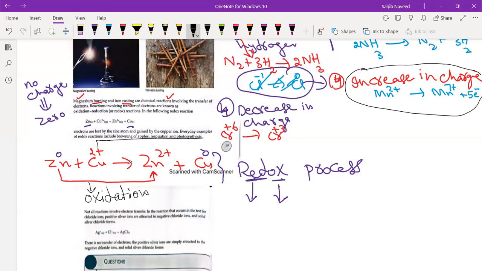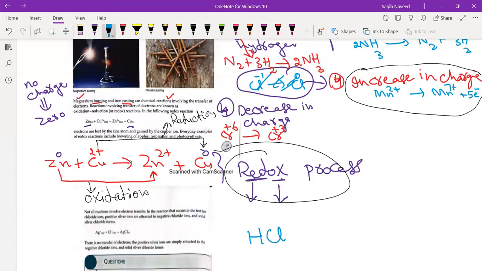And copper is moving from 2 plus to 0. So which process is happening there? That is reduction. So why do we call this equation the redox process or redox equation? Because this reaction involves both oxidation and reduction. Now I am going to write one equation for you, which will not be redox.